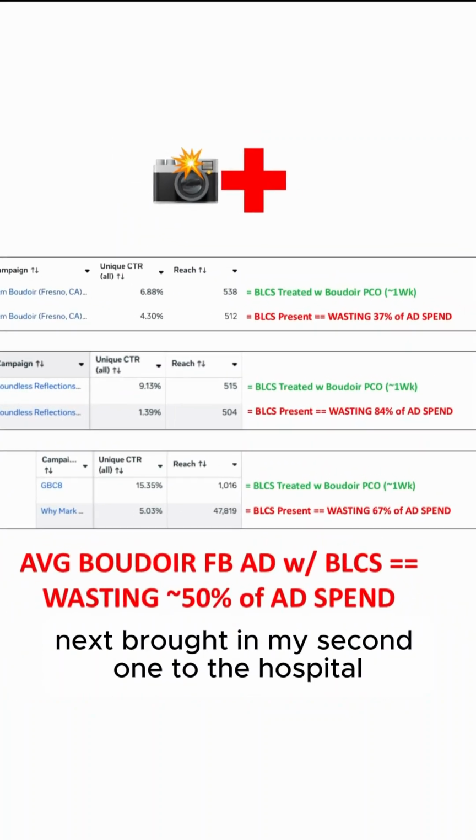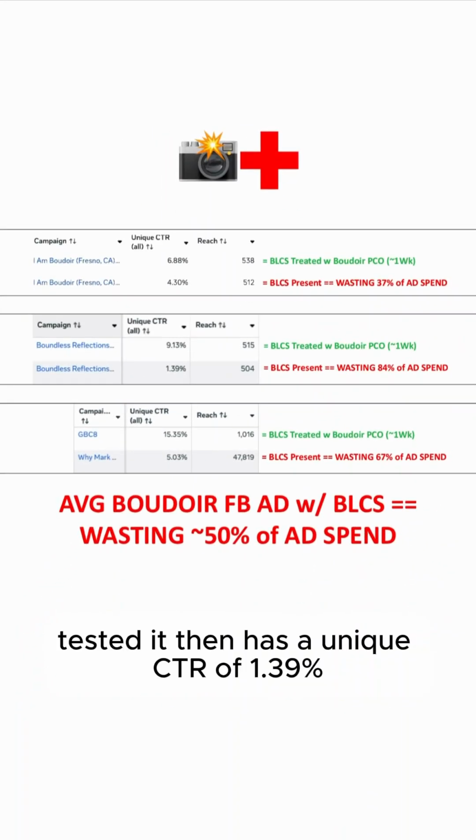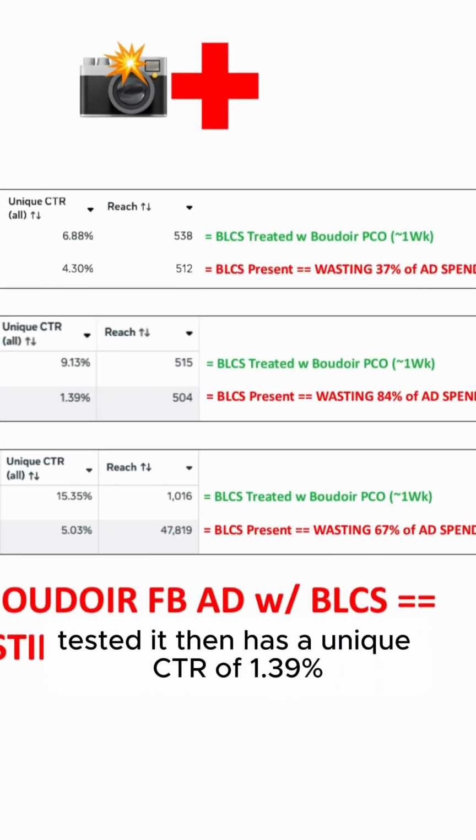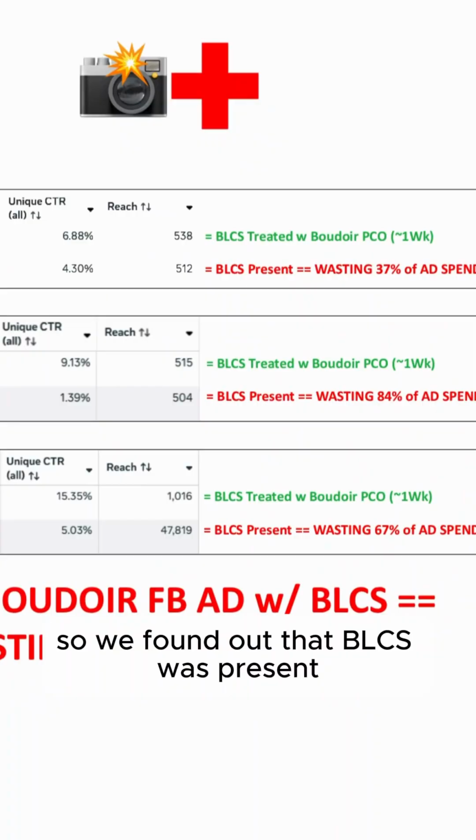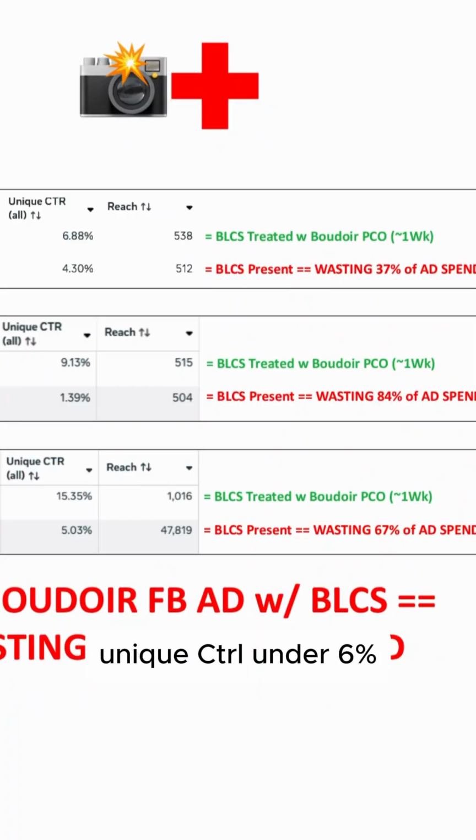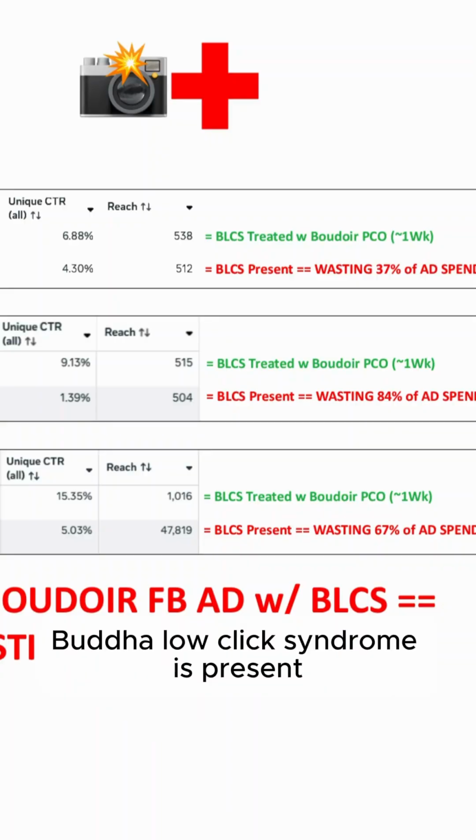Next, brought in my second one to the hospital, tested it. Found it has a unique CTR of 1.39%. So we found out that BLCS was present. Unique CTR under 6%. Boudoir low click syndrome is present.